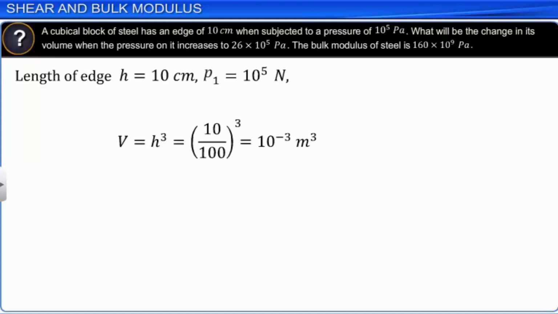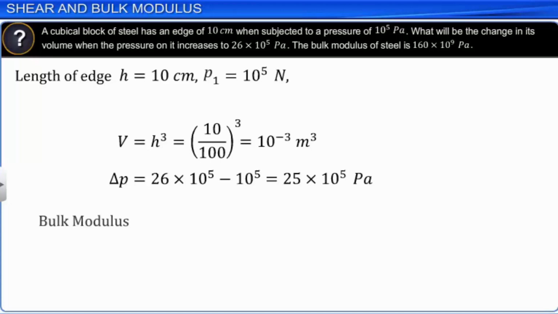Bulk modulus is the ratio of bulk stress to bulk strain. We rearrange this expression to solve for delta V, the change in volume. Substituting the values of delta P, V, and B, we get the change in volume delta V as minus 1.56 times 10 to the power minus 8 meters cubed. The negative sign in the answer means the final volume is smaller than the original volume.